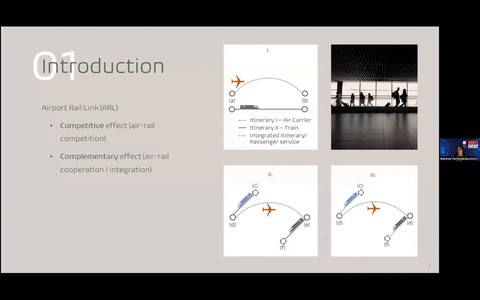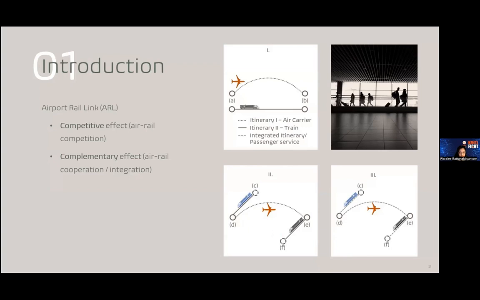So starting with the introduction, first let me talk about the Airport Rail Link, or the ARL. The ARL is actually the railway that connects the airport to the city center or to other cities. And the ARL has two effects toward air transport, either competitive or complementary. The competitive effect, or what we can call aerial competition, is the very first effect that has been identified by researchers, as in figure 1, which is here.